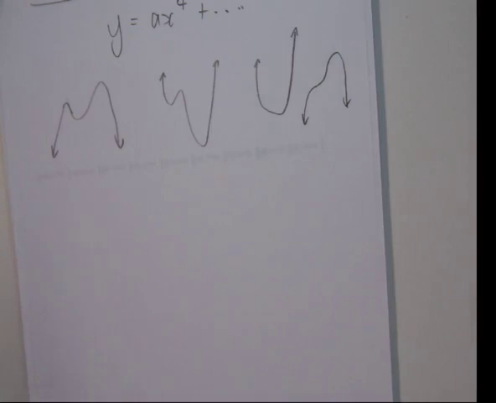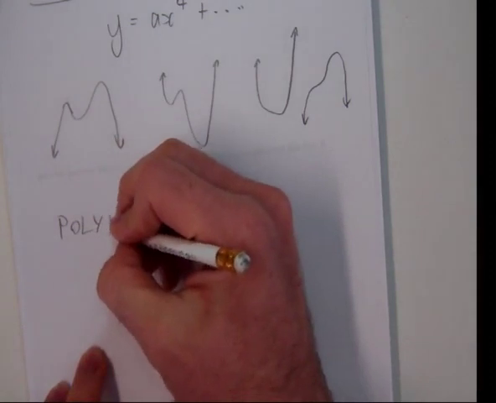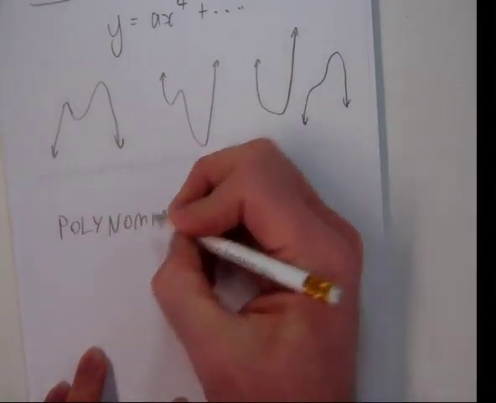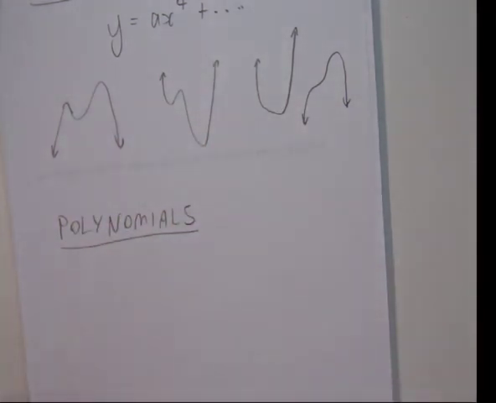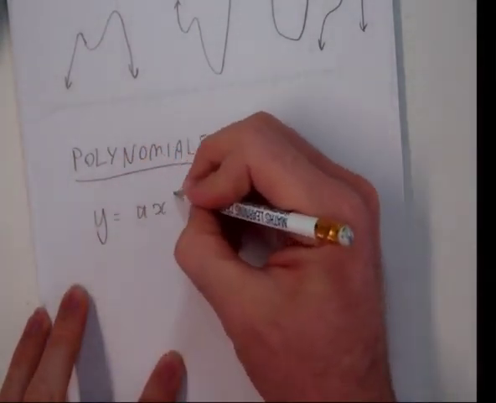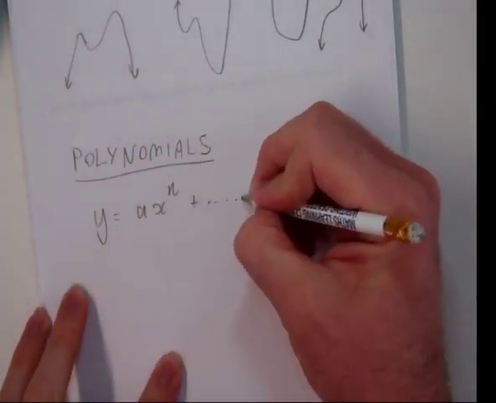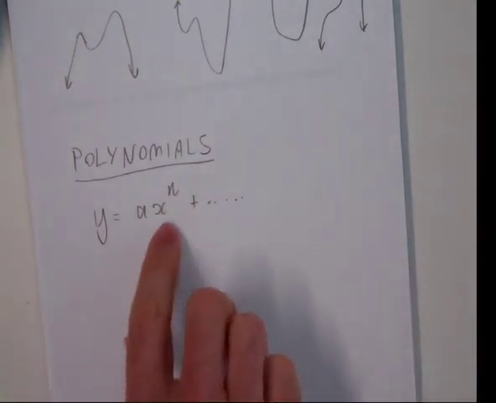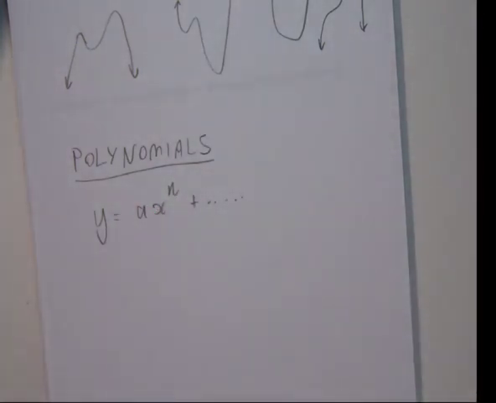So all of these functions so far are called polynomials. That includes the linear, the quadratic, the cubic, the quartic, and anything above that. They're all called polynomials. So a polynomial could have any number here. Okay? As long as it's all made out of x's to the power of something, it's called a polynomial.